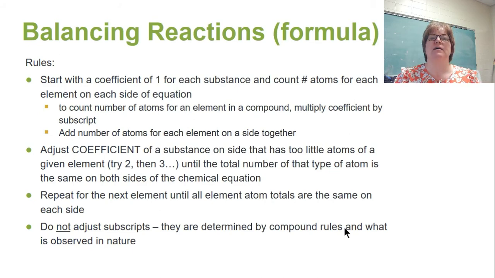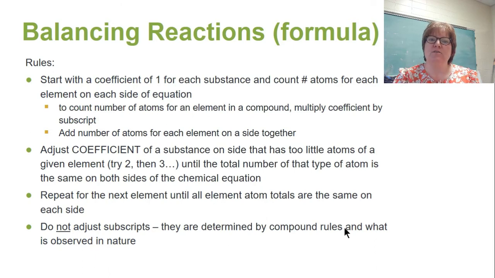If I have an element present in more than one compound, I'm going to add them all up for all of the atoms for one type of element on each side of the equation. So if I have oxygen in two different reactants, I'm going to add the oxygen from reactant 1 to the oxygen from reactant 2 to get the total number of oxygen atoms. Same thing on the product side, and I'm going to do this for all the elements.